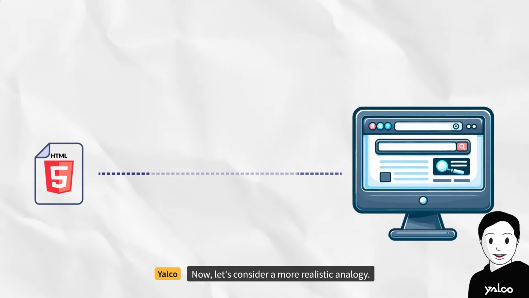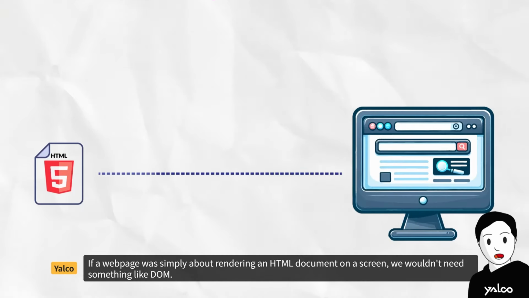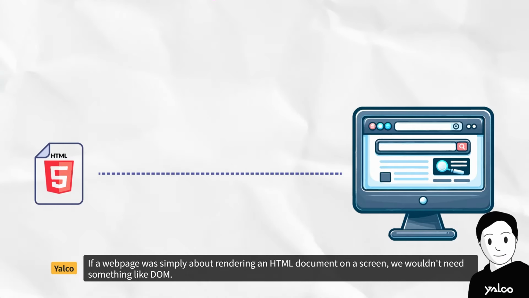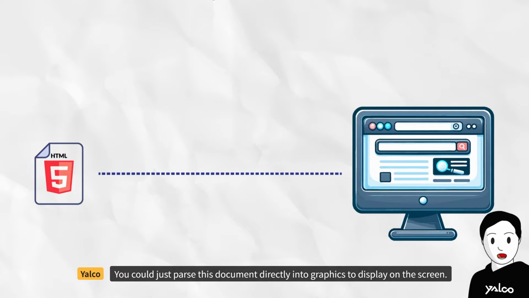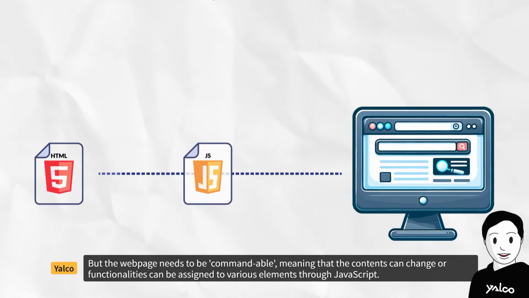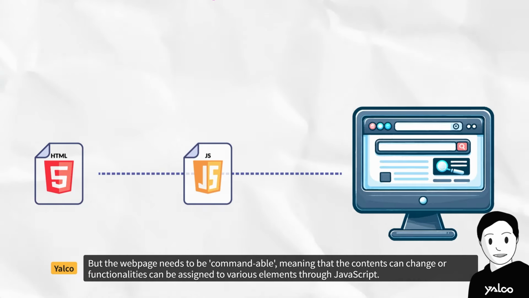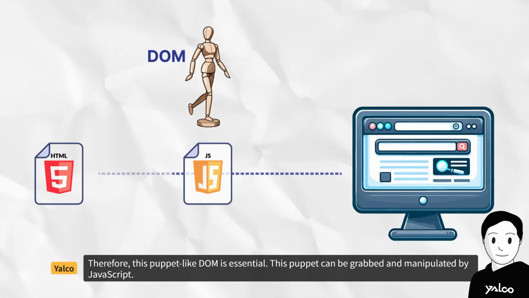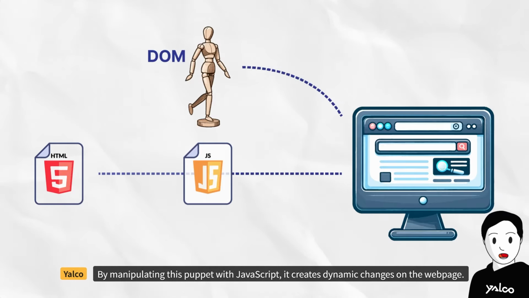Now, let's consider a more realistic analogy. If a web page was simply about rendering an HTML document on a screen, we wouldn't need something like DOM. You could just parse this document directly into graphics to display on the screen. But the web page needs to be commandable, meaning that the contents can change or functionalities can be assigned to various elements through JavaScript. Therefore, this puppet-like DOM is essential. This puppet can be grabbed and manipulated by JavaScript. By manipulating this puppet with JavaScript, it creates dynamic changes on the web page.